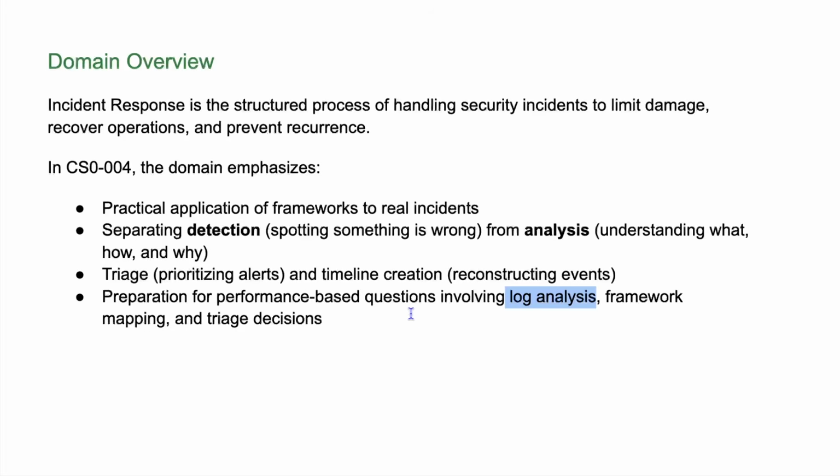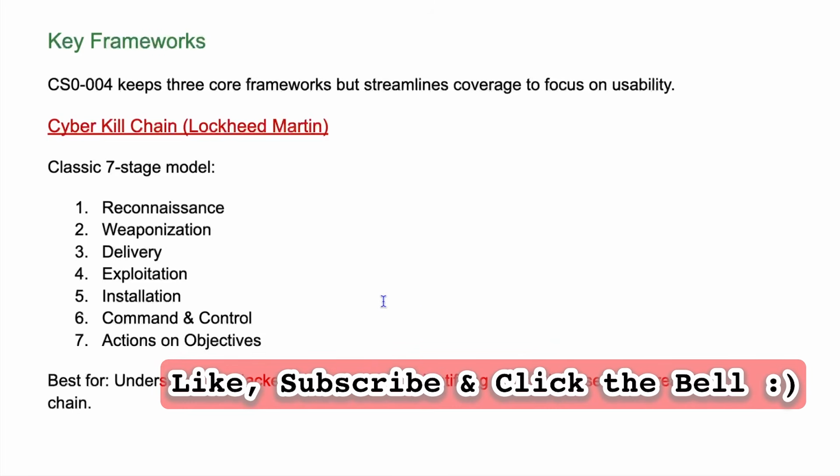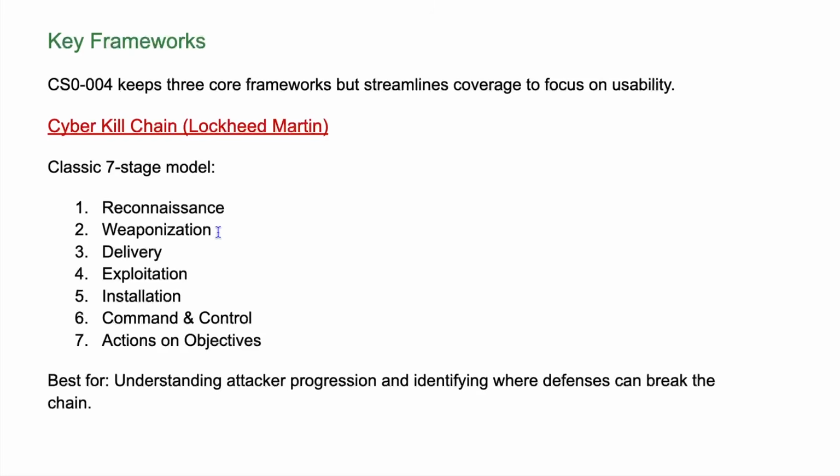The first framework that we're going to look at is the Cyber Kill Chain Framework by Lockheed Martin. Now, this is the actual 7-stage process. I do have an entire video dedicated to this, so I encourage you to check it out. The CS0-004 examination takes 3 core frameworks, but it streamlines coverage to focus on the usability of them. So the Cyber Kill Chain is the first core framework, and this is the one most conversations around incident response will connect back to.